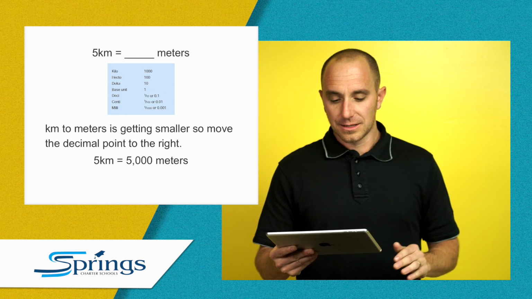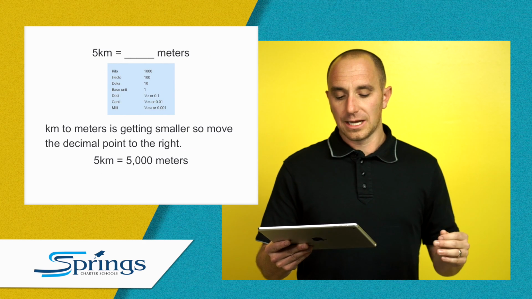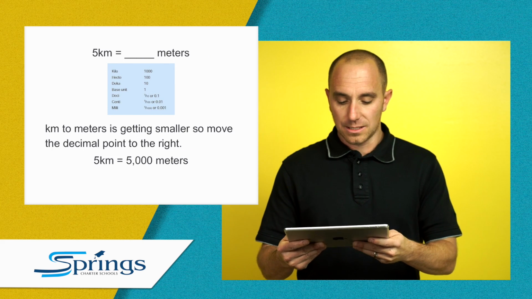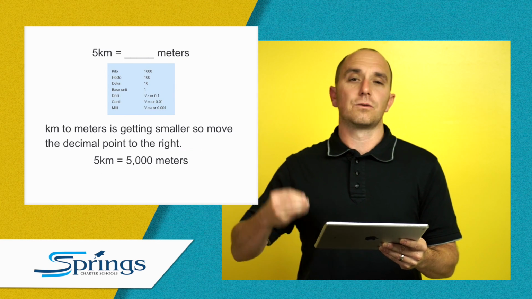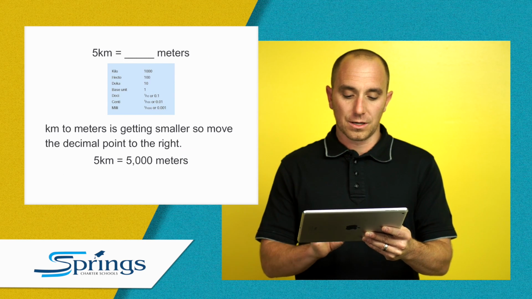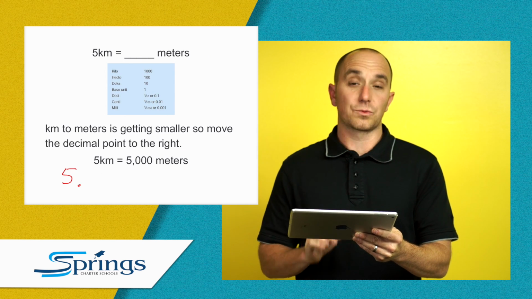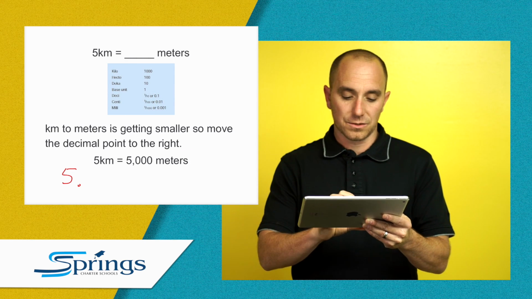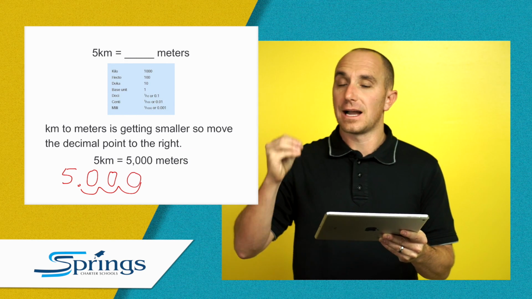Okay, let's take a look at this now. We're looking at 5 kilometers is equal to how many meters? We're going from kilometers to meters, so we're getting smaller, and we're going to move our decimal point to the right. There are 1,000 meters in a kilometer. If it's easier for you to say 5 times 1,000 is 5,000, I get it. But another way to think about it is just moving the decimal point over. The decimal point is right there after the 5. If I move it over 1,000, I'm moving over 3 zeros, so it's 1, 2, 3. If I fill in all those zeros, that's where I get 5,000 meters.